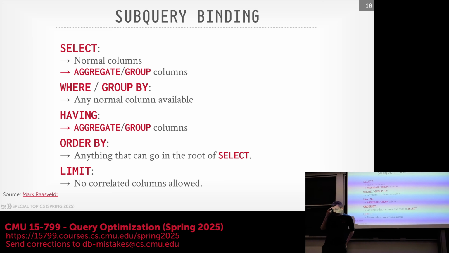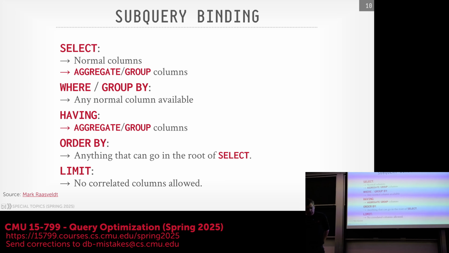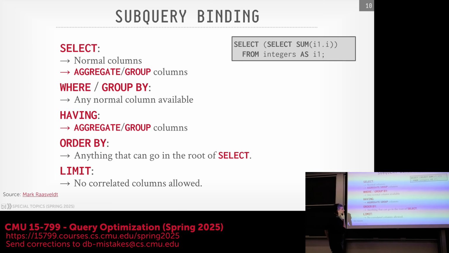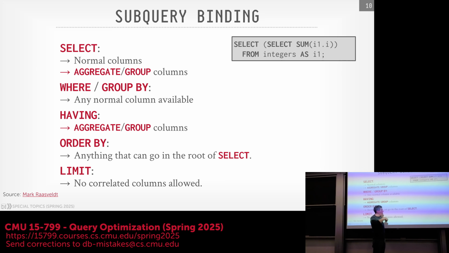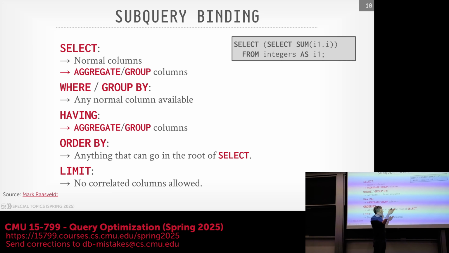All right, so let's look at a challenging example where things can be ambiguous. We have an outer query with a select, and then we have this inner query where we're going to create an aggregation without a from clause on this integers table. And then we're just referencing a single column from the integers table that's being referenced in the outer query.